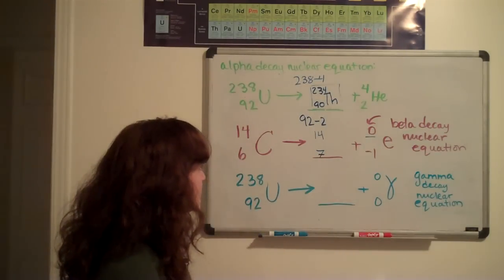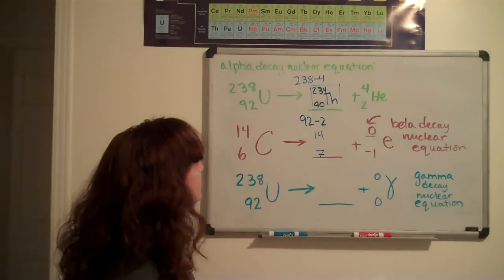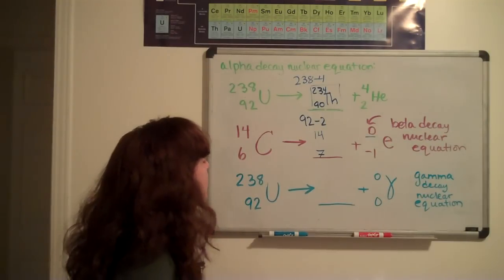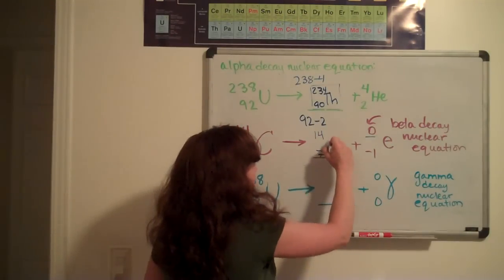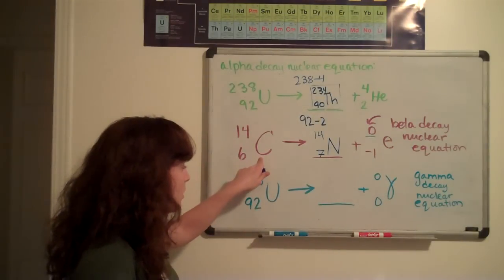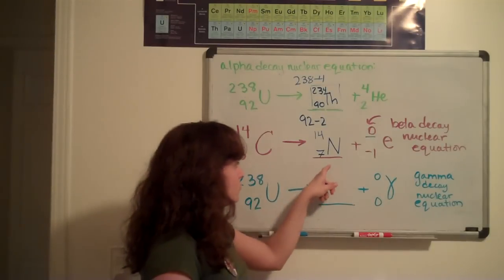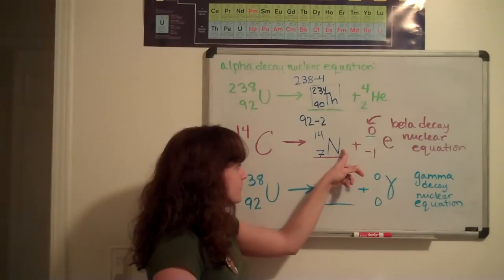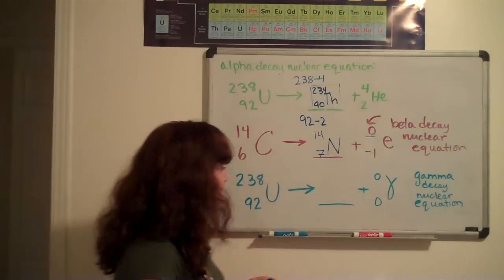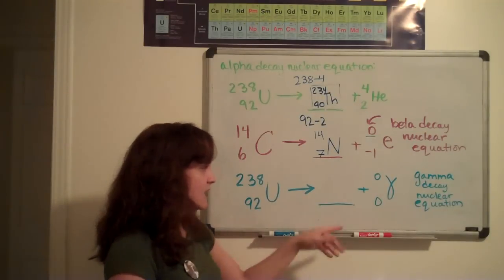Do the same thing that you did for thorium. Look on the periodic table for a 7, for the atomic number of 7. So that's going to be at the very, very top. And you see that that is actually going to be nitrogen. So when carbon-14 undergoes beta decay, it forms nitrogen-14.